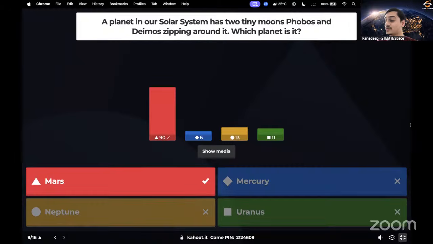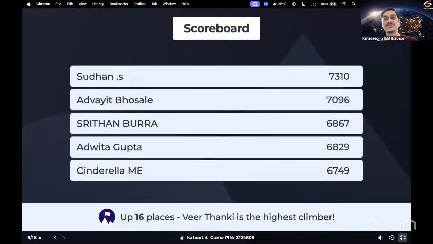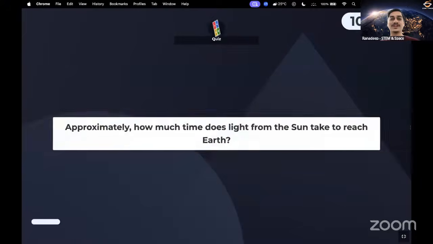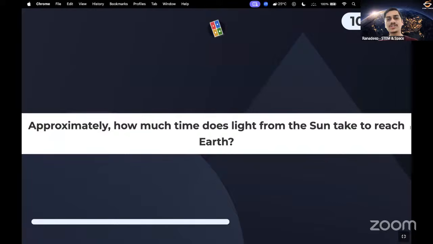Some people have also answered Jupiter, I believe, for the previous question, which planet's moon is Io. So Io is one of the moons of Jupiter. And the specialty is that it is one of the Galilean moons. That means one of those moons which were initially discovered by Galileo, one of the four moons. So that's what it is. Let's move on to the 10th question now. Approximately how much time does light from the sun take to reach Earth?